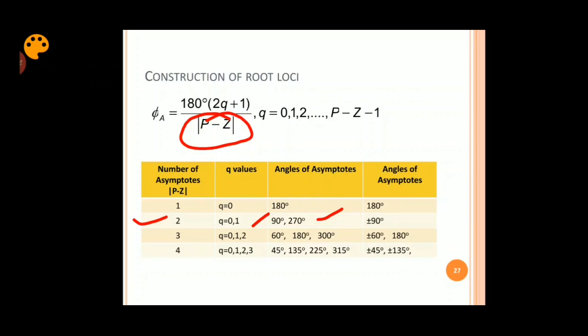So 270 degrees is nothing but minus 90 degrees. So the angles of asymptotes are plus or minus 90 degrees. In the same way, this table gives the angles of asymptotes based on the number of asymptotes, that is p minus z. So this is a simplified version. If you can remember this, you can move ahead a step in a faster way.